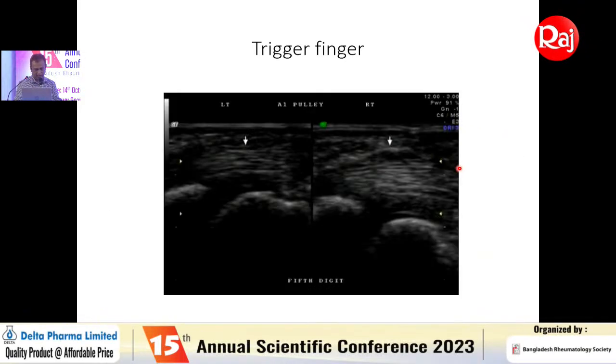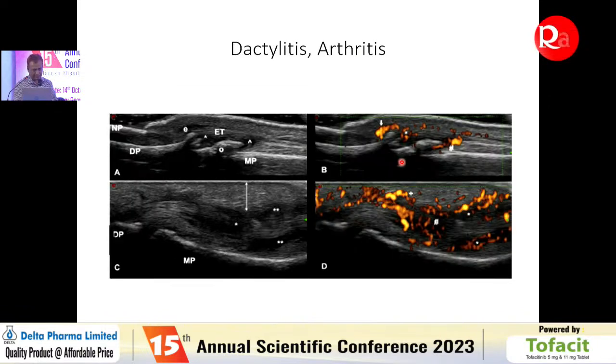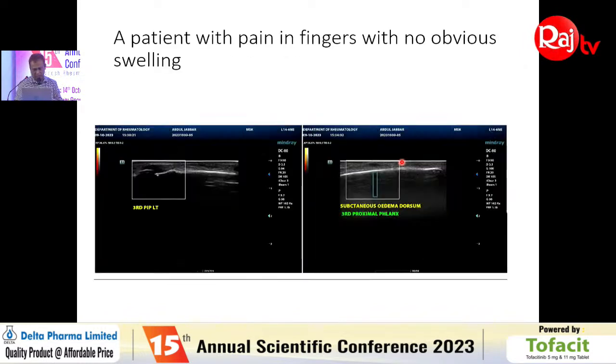And in ultrasound, you will get an anechoic area above the tendons. And you have to put the needle and give the steroid there. This is the trigger finger. Dactylitis and arthritis I have shown in the first MCP joint. This is the typical dactylitis and arthritis ultrasonogram picture.